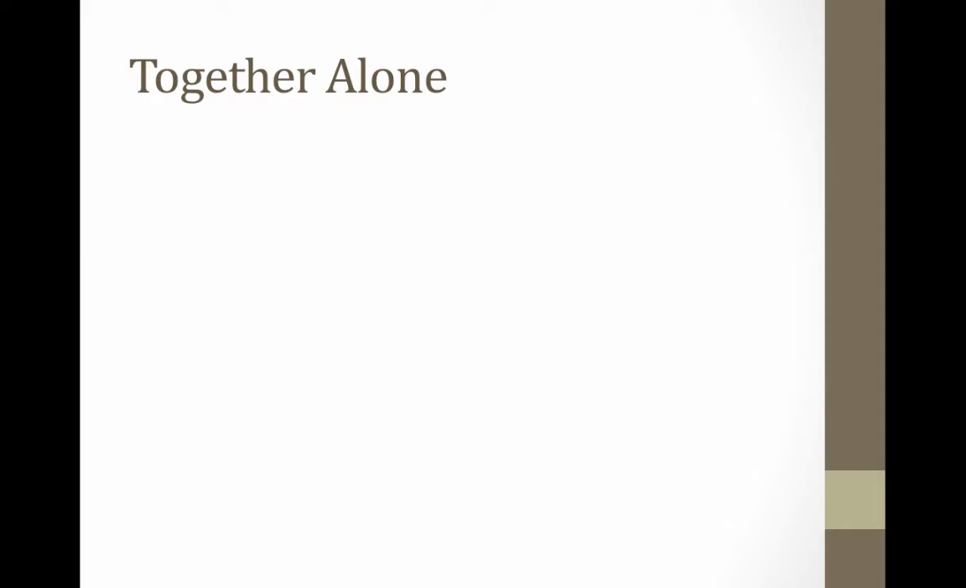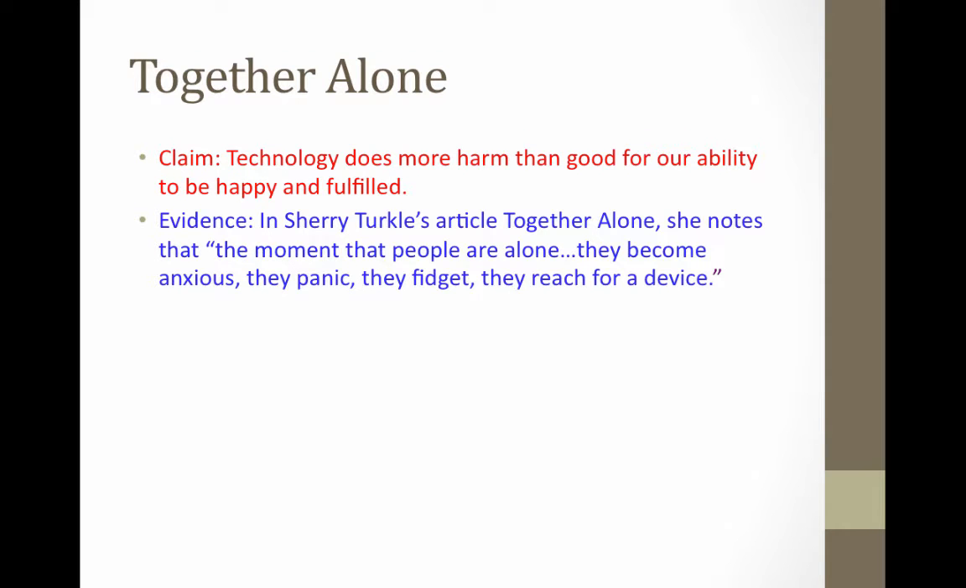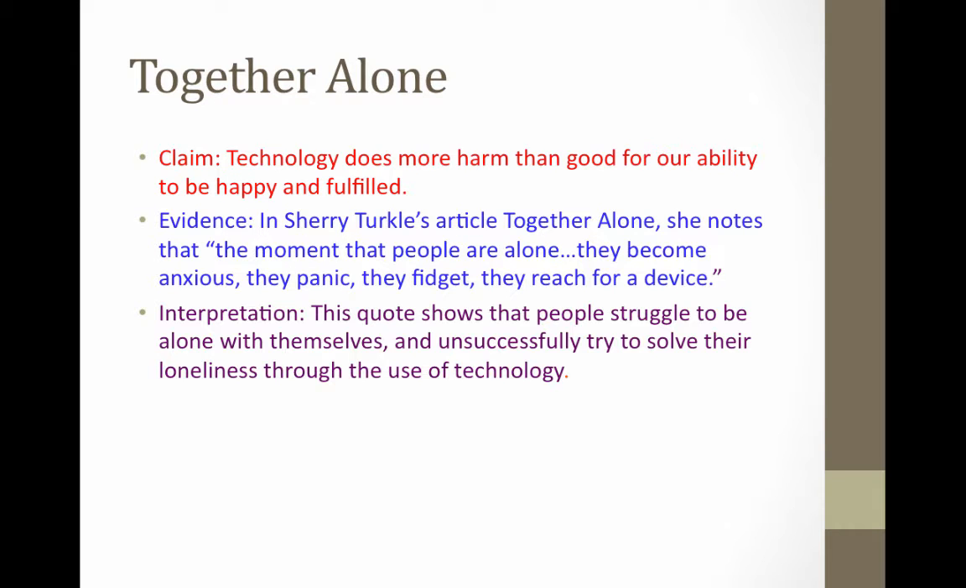Let's look at an example from Together Alone to see how this might look in your essay or your debate. So a claim that you might choose to make about technology is, technology does more harm than good for our ability to be happy and fulfilled. Evidence for that could come from Sherry Turkle. So in Sherry Turkle's article, Together Alone, she notes that the moment that people are alone, they become anxious, they panic, they fidget, they reach for a device.